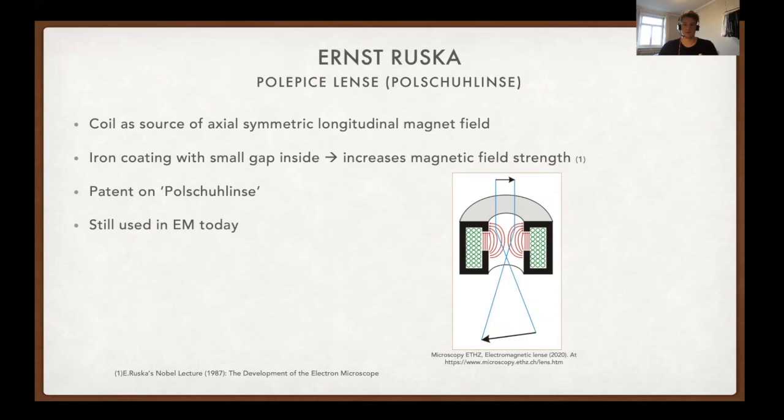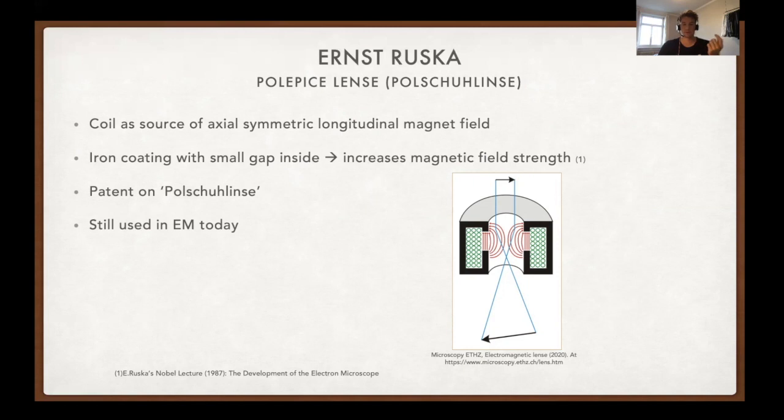As seen in the picture here on the right, in green you see the wires of the coil where the current is passing through. And in black, you see the iron coating and the small gap here in the middle, producing the magnetic fields. The axial symmetry just tells you that no matter from what angle you look at your coil, the magnetic field always looks the same.